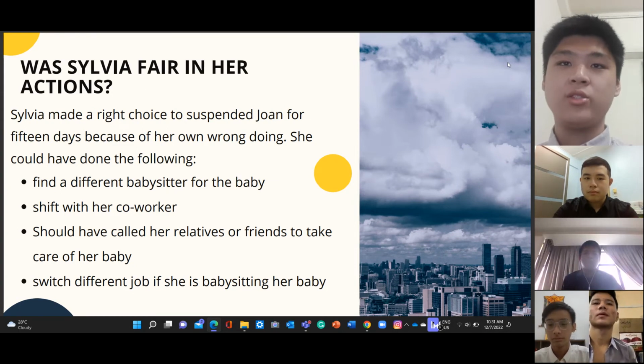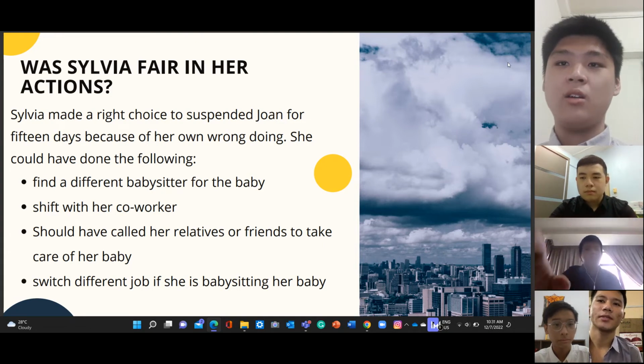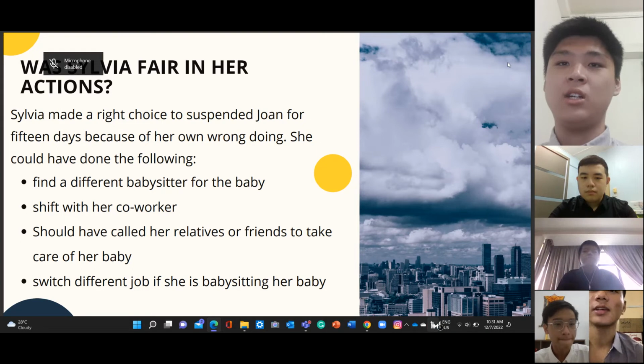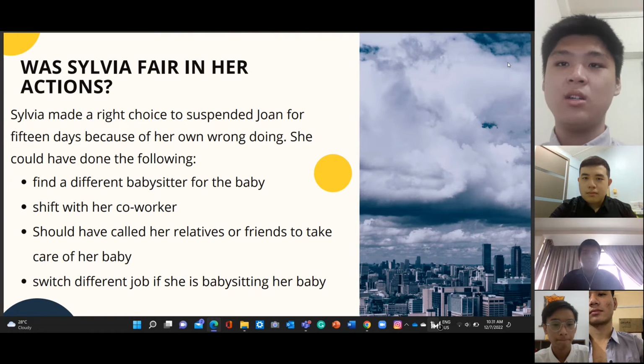Secondly, she could have shifted with her co-workers. By shifting with her co-workers, she could have made her working hours easier and more comfortable, without stretching her out. Thirdly, she should have called her relatives or friends to take care of her baby while she is working, and she could have paid them hourly to make her life easier. Lastly, she could have switched to a different job, such as online work. Working from home has a flexible schedule and she could have taken breaks at any time to tend to her baby.